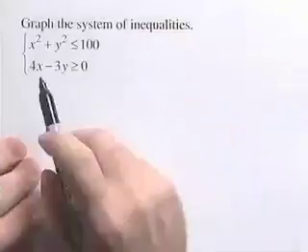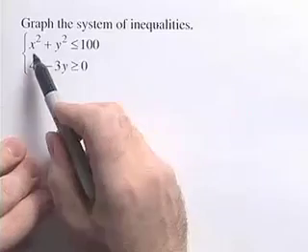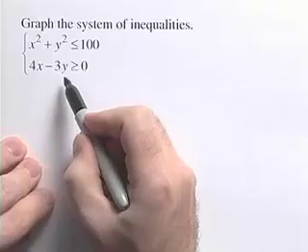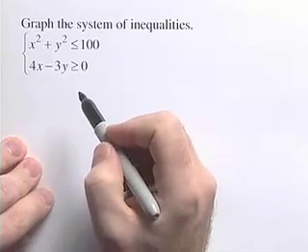For this problem, we're asked to solve a system of nonlinear inequalities. We want to graph this system of inequalities: x squared plus y squared less than or equal to 100, and 4x minus 3y greater than or equal to 0.